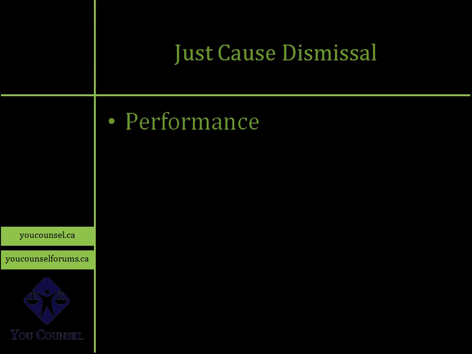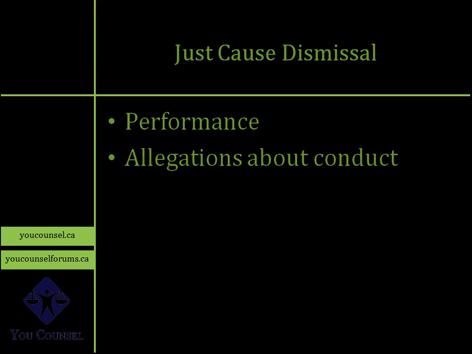Sometimes the employer, not often, tries to use an employee's performance as grounds for just cause dismissal. Most of the time, performance does not amount to just cause dismissal, but that's what is claimed. Allegations about conduct. Some of the legitimate examples of just cause dismissal are that an employee has a physical fight with another coworker at the workplace, or harassed another employee, or conducted violently, or used abusive language. These kinds of things, or stole money from the employer, stole the employer's property. These are some of the legitimate causes for just cause dismissal.